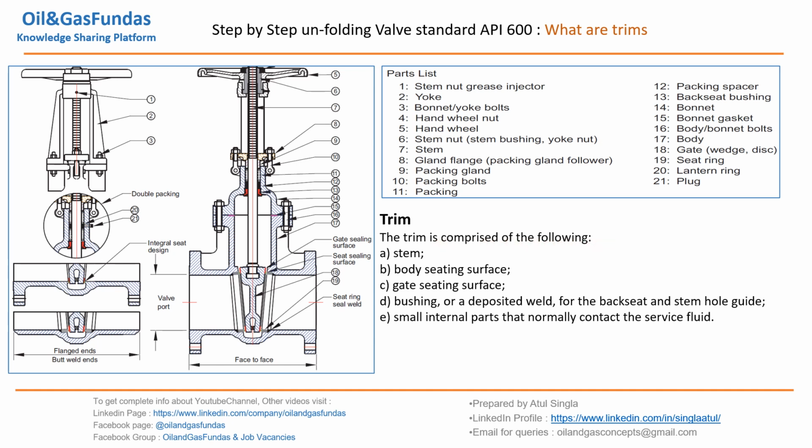So trim is comprised of the following: stem, which is always in touch; body seating surface, which is always in touch with the fluid; gate seating surface; bushing and deposited welds for back seat and stem hole guide; and small internal parts that normally contact the fluid. So this is the definition of trims for all the gate valves. Now let us see how we can decide the trim material.